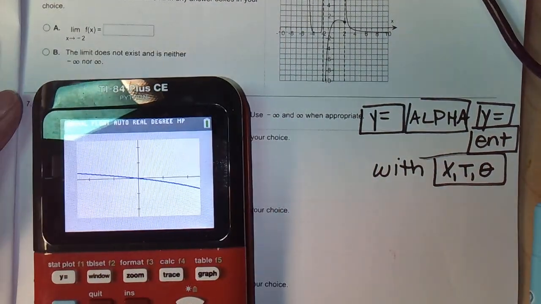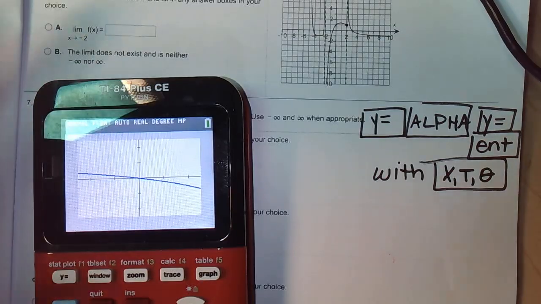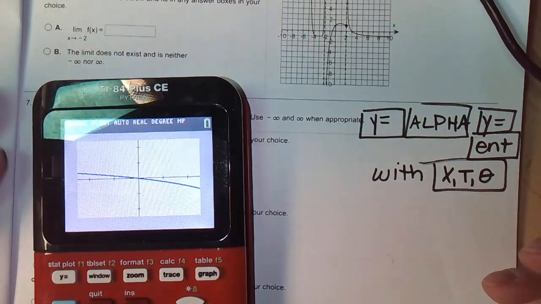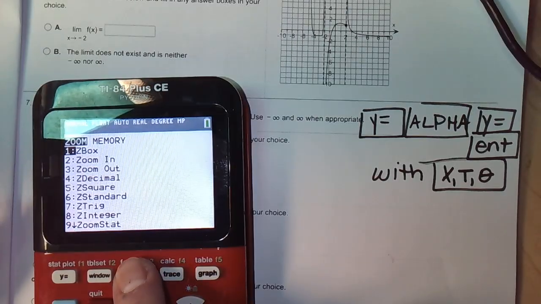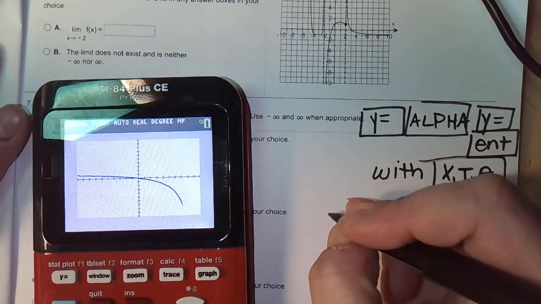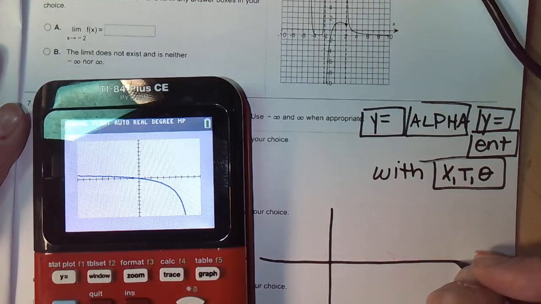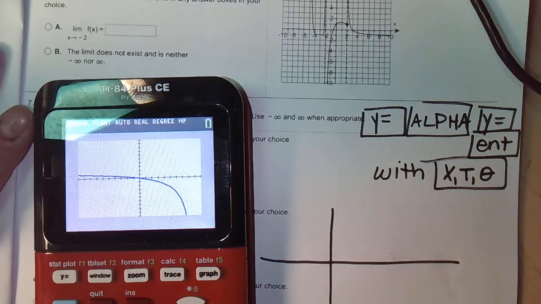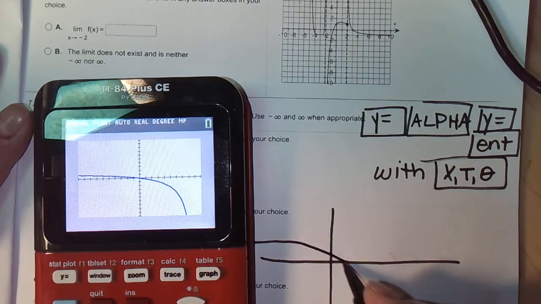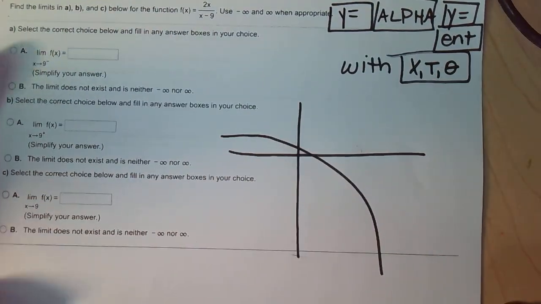I've been messing around with my graph, so I need to zoom myself back to normal. This is way too zoomed in. I'm going to press zoom 6, and it'll take me back to normal. Okay, let's look at this picture. It looks like the curve, something like that, right? Yeah, that's what the curve looks like.